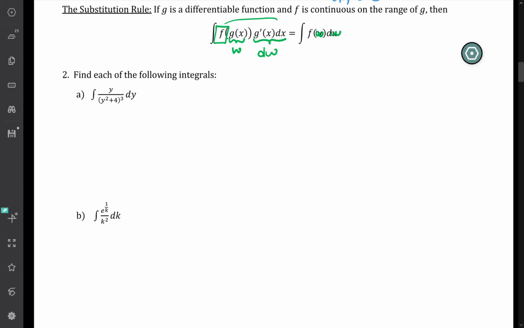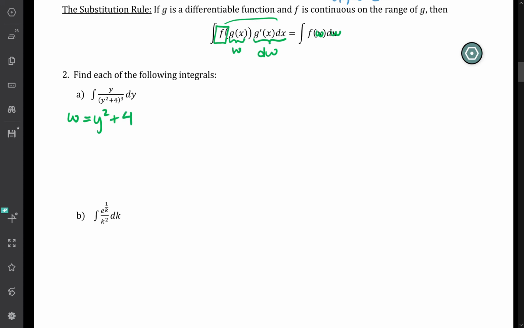So what I'm seeing is the composition is kind of showing up in the bottom for me. I have something raised to the third, or you could think about it as the negative third since it's in the bottom. So that's something that jumps out at me. The other thing that I like that's confirming that that might be a good place to focus is that if I look at this as the inner part, its derivative would be 2y, and I have that y floating around. So what we're going to do is we're going to say, okay, I suspect that my w should be equal to y squared plus 4.